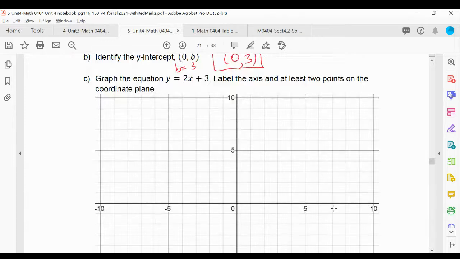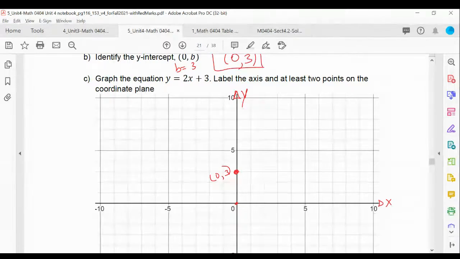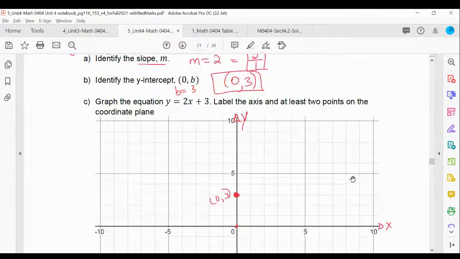So how do we graph? Make sure we start by labeling the y-axis, label the x-axis. Start from the origin, and let's graph the y-intercept. So we go to 0, comma 3, 1, 2, 3. We label that point as 0, comma 3. We label that y-intercept. Then we use the slope.